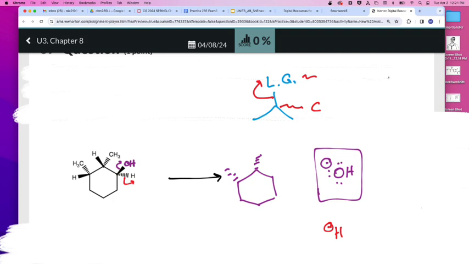So we could shift to a slightly different definition, which floats out there. We want a weak base as our leaving group, which is ultimately going back to stability. Is hydroxide a weak base? By definition, not. That's the definition of a strong base. So it's not a weak base. How do I make hydroxide a weak base?